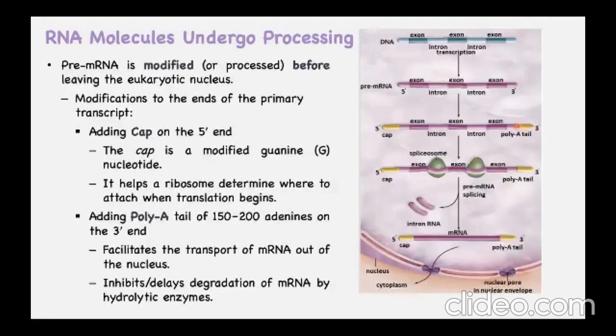Adenine ni dia akan tambah dalam 150 ke 200 adenine dulu at the 3 prime end. So this facilitates the transport of mRNA out of the nucleus. Poly A tail ni juga, dia inhibit or it can delay the degradation of mRNA by hydrolytic enzyme. So dia ada dua function. Satu, dia akan transport the mRNA out, dia akan facilitate. Lagi panjang dia, lagi cepat dia keluar dari nucleus. So lagi satu is the inhibit or delays the degradation of mRNA.